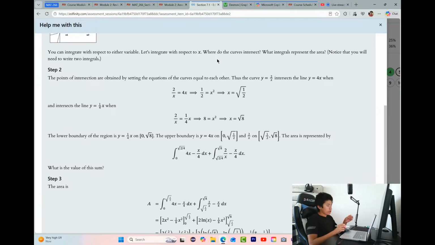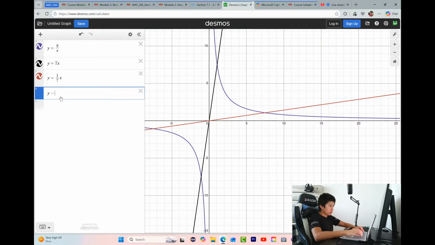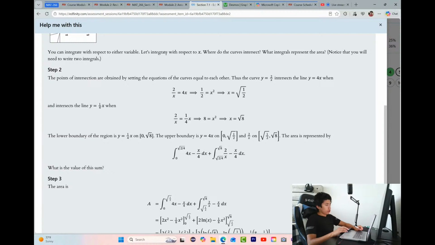The lower boundary of the region. The lower boundary. Y equals 3. Hold on. Y equals 3. Looks like a horizontal line. So the lower boundary of the region equals y equals 1 over 4x. Or in this case, we have y equals 1 over 7x.